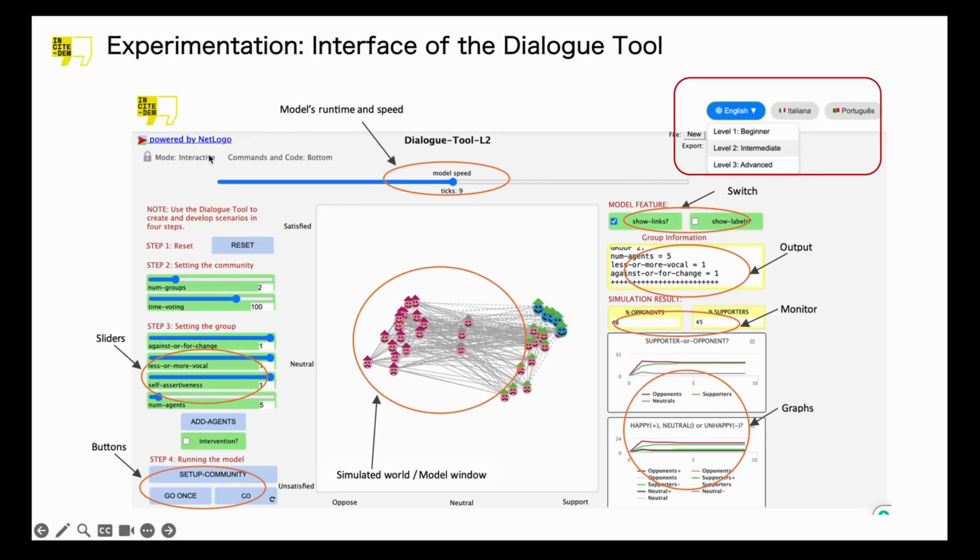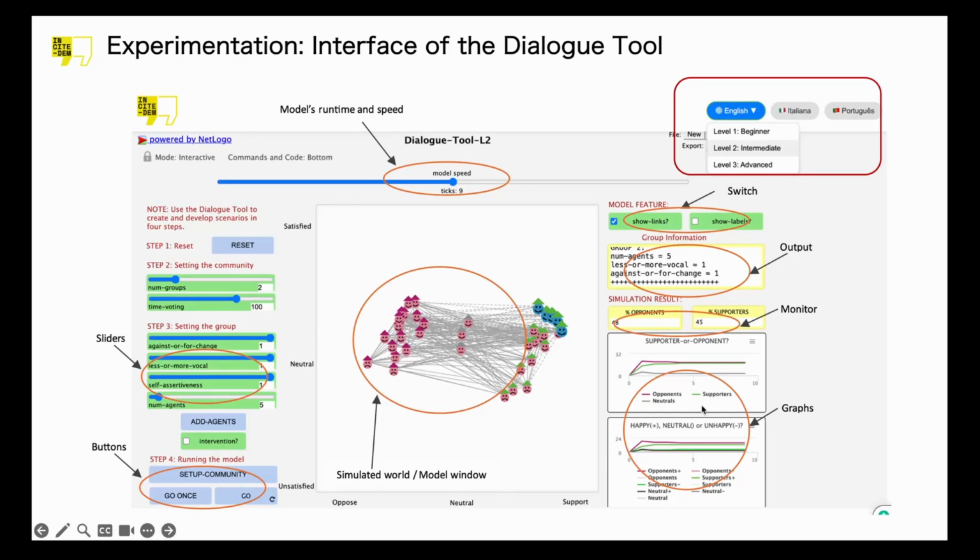And at the left side of the dialogue tool, you can see the buttons and the sliders. The buttons and sliders are used to set up the scenarios and also to start the model. And in the middle of the dialogue tool, you can see a square. It's called the simulated world, or just the model window. This model window is based on what you have set up.